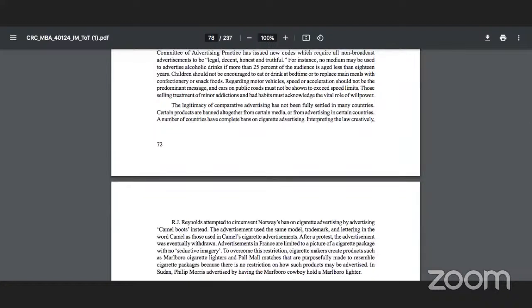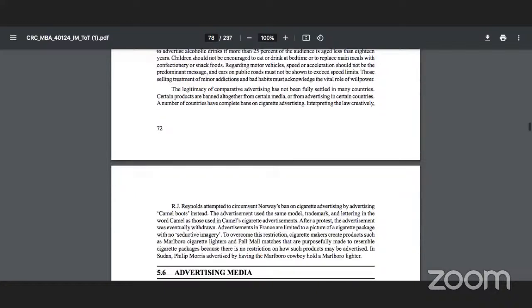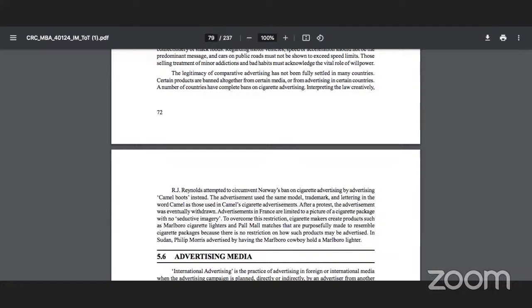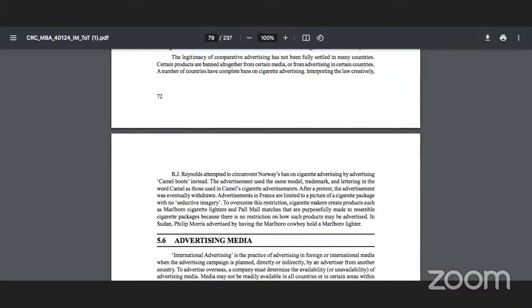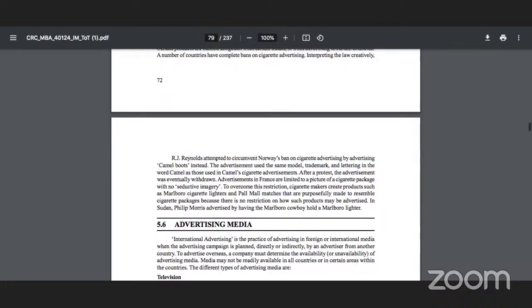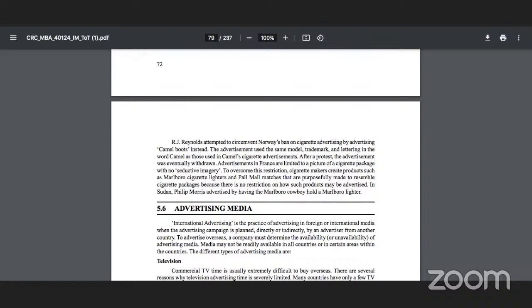Now, a number of countries have complete bans on cigarette advertising. And interpreting the law creatively, some people have found a way to circumvent it. Like we were just talking in terms of alcoholic drinks in India, where they're showing mineral water bottles with the same brand. In the same way, RJ Reynolds attempted to circumvent Norway's ban on cigarette advertising by advertising Camel boots instead of Camel cigarettes. So the same model, trademark lettering in the word Camel was used both for cigarette advertisements as well as boots. But after a protest, the advertisement was eventually withdrawn.